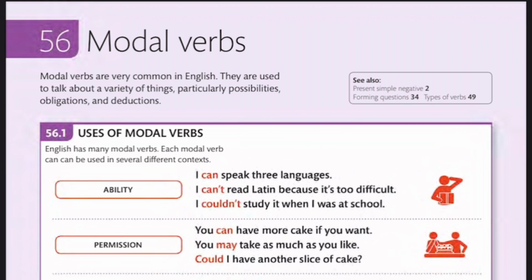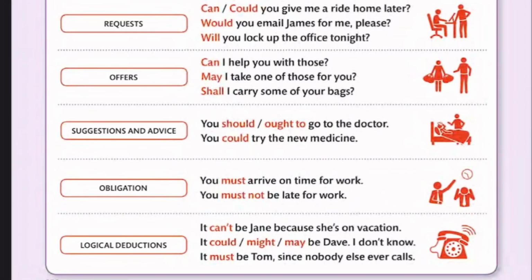Another modal verb that we use for permission is may. You may take as much as you like. You can also use could. Could I have another slice of cake? It's true that could sometimes is the opposite of can, but sometimes could can be used to express something entirely different. To express requests too, we use either can, will, or would.